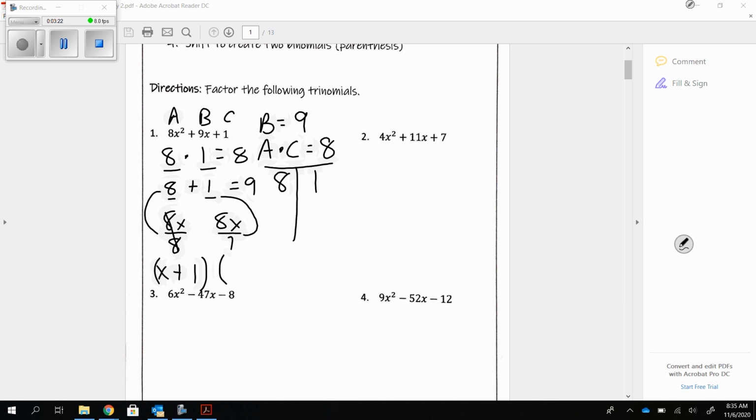Then over here on this second one, we cannot simplify anything, so it all stays 8x plus 1, and we're done. And if you want to check your work, all you have to do is just distribute everything to everything.